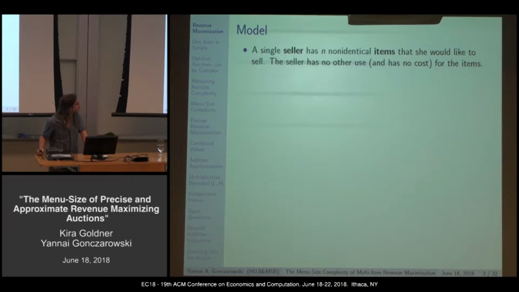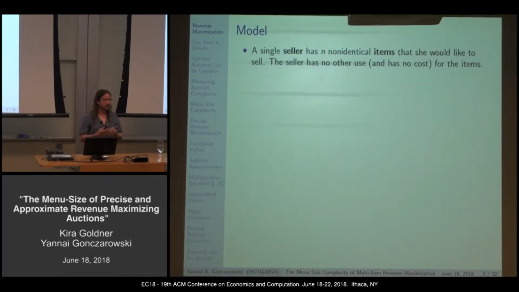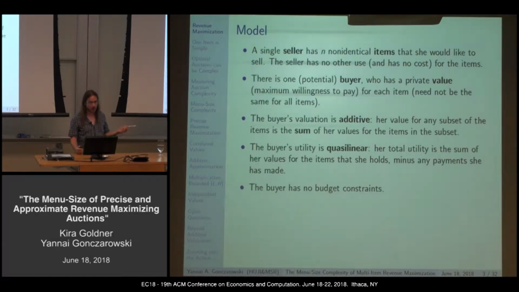So our model for this talk is going to be an extremely simple model. There's a single seller who has n non-identical items that she would like to sell. And the seller has no other use for the items. So for example, if I'm a seller and I have this clicker and this pen, then I would like to sell them. I have no use for them if I don't sell them, and if I want to throw them away, then I don't have any cost for that.